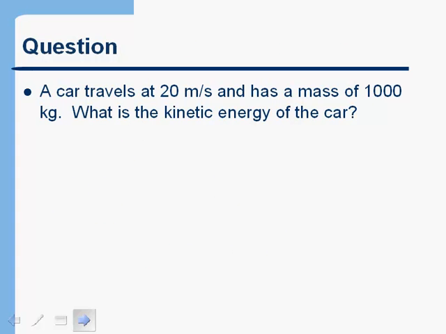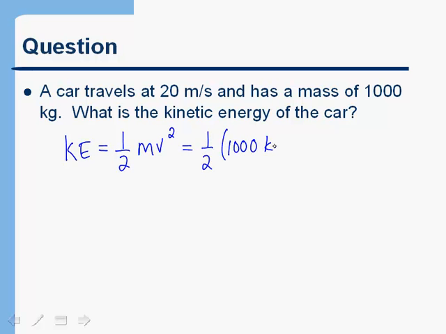Alright, let's try out this problem. A car travels at 20 meters per second and has a mass of 1,000 kilograms. What's the kinetic energy of the car? So the kinetic energy of the car is simply 1/2 mv squared. So I take 1/2 times the mass, which is 1,000 kilograms, times the velocity, which is 20 meters per second, and I need to square that.